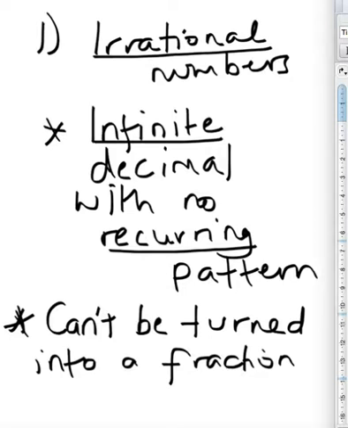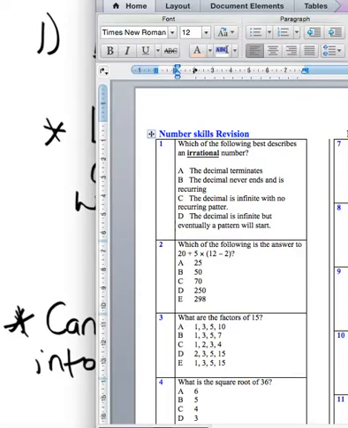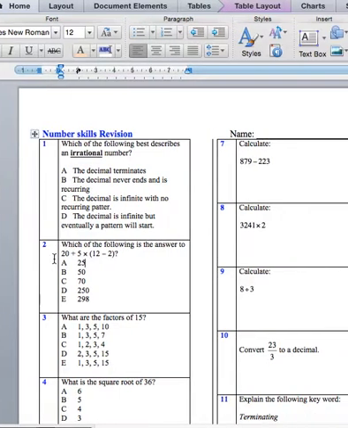So if we go to question 1, which one best describes an irrational number? The decimal terminates. Well, we know that's wrong because it actually never ends. The decimal never ends and is recurring. No, that is wrong because we know there is no pattern. The decimal is infinite with no recurring pattern. So C is the answer for that question.